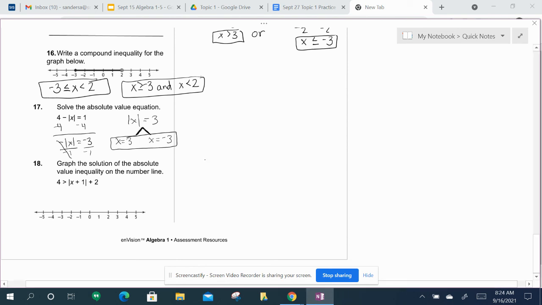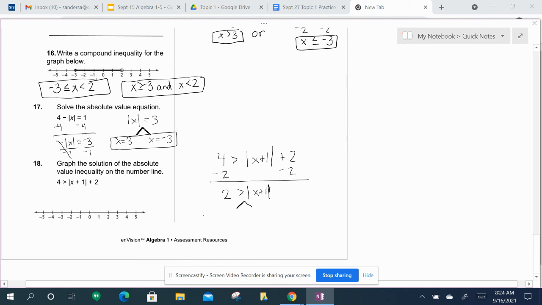All right, finally 18. Just like what we talked about before, it's an absolute value, so I know there will be two solutions, but I also know I have to get the absolute value by itself first. So I'm going to subtract 2 on each side. 4 minus 2 is 2, which is greater than the absolute value of x plus 1. Now the absolute value is all by itself, so I'm ready to split into two parts.